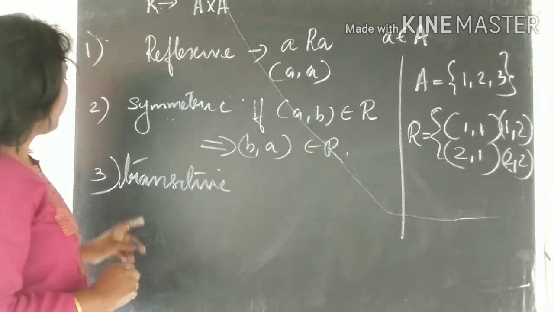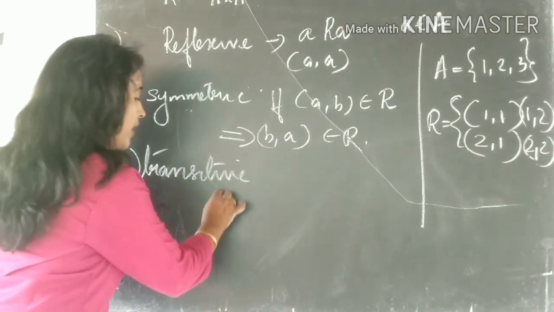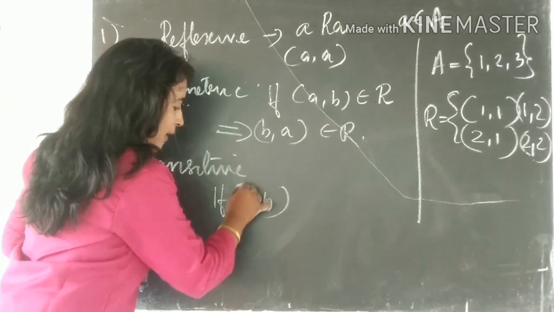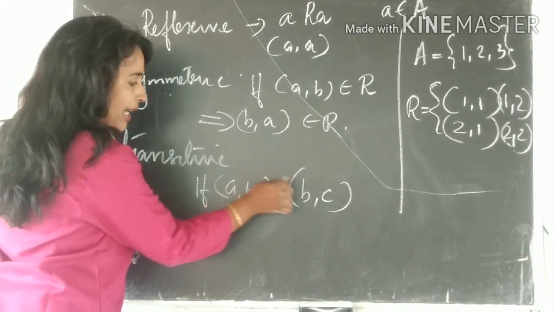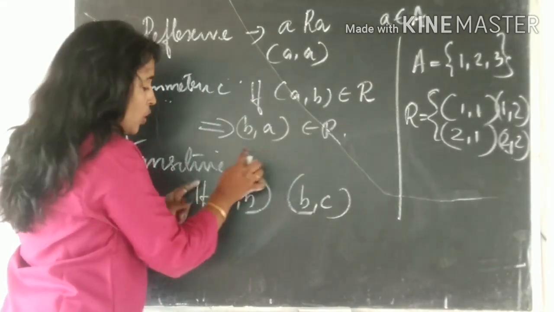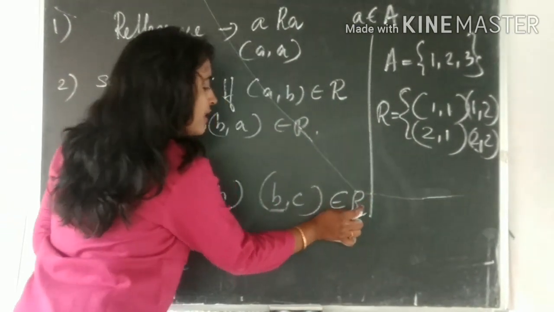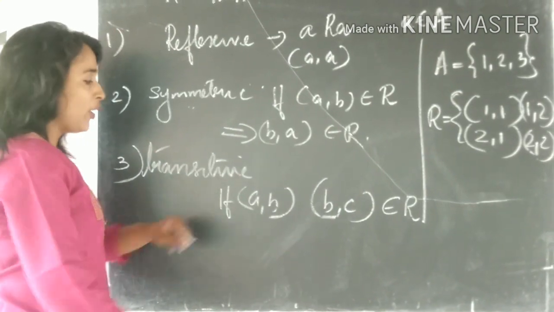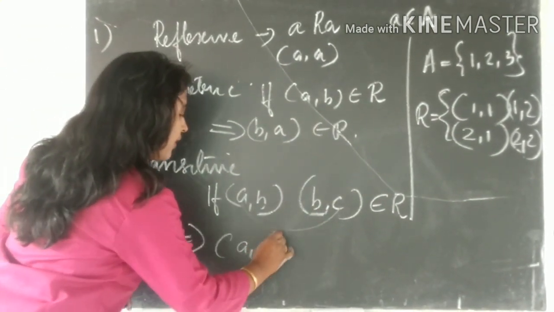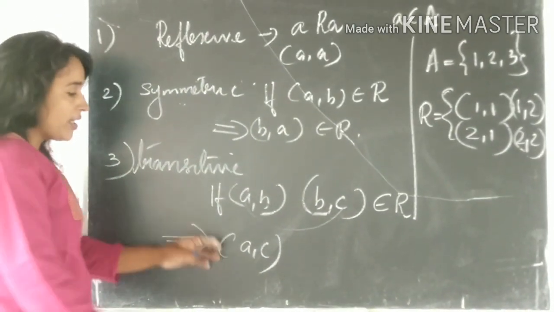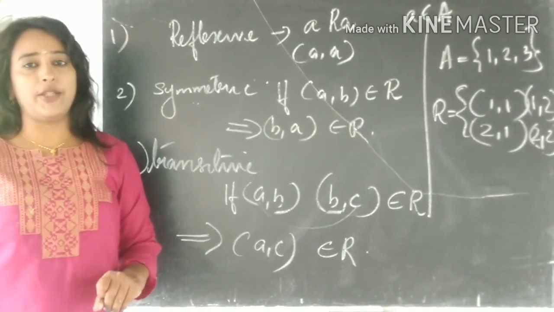Now move to the third one, transitive. Here also it is just like the symmetric. If ordered pair (a, b) and ordered pair (b, c) are both present, listen, (a, b) ending with b and the next one should start with b, then you can demand for the ordered pair (a, c). If this is also present in the relation, then we say it is transitive.